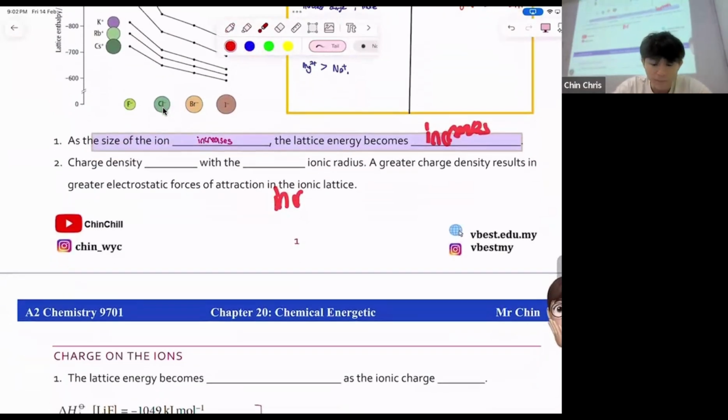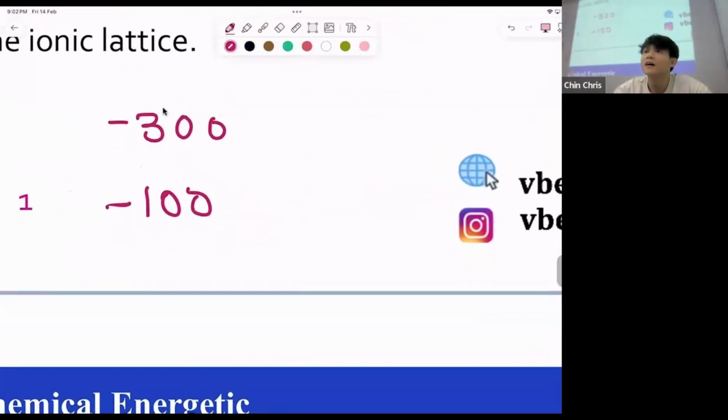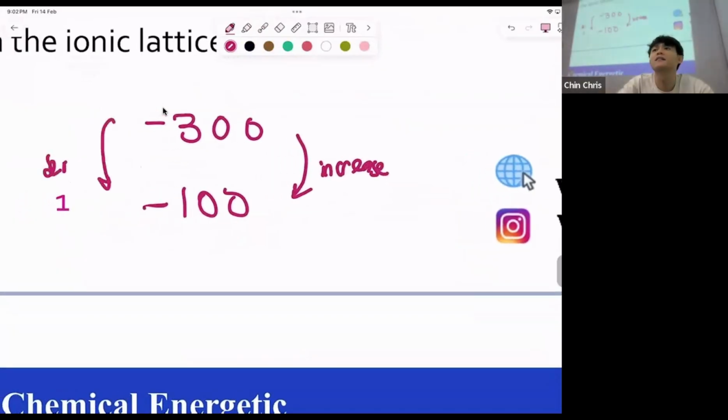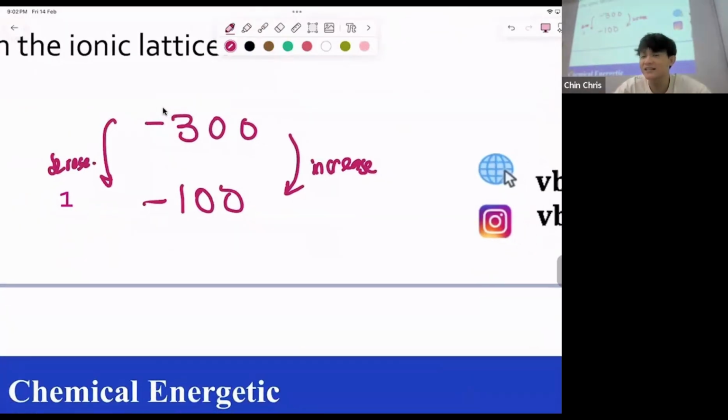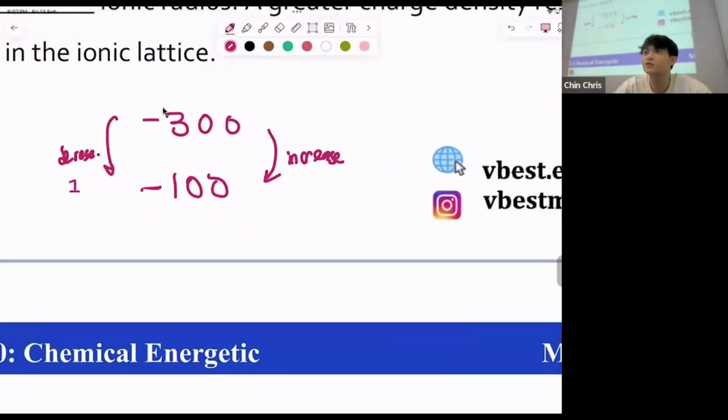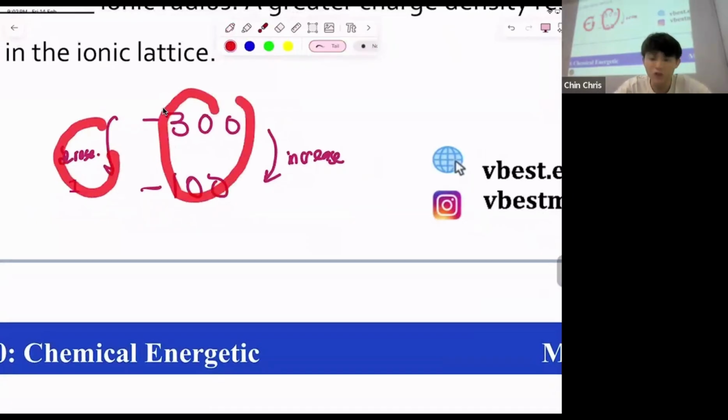Because again, negative 300 to negative 100, increase or decrease? You tell me now. Some people say increase, you are right. Some people say decrease, also you are right. So again, guys, the examiner will not mark because they do not know whether you are telling about the magnitude decreases or the overall value increases.